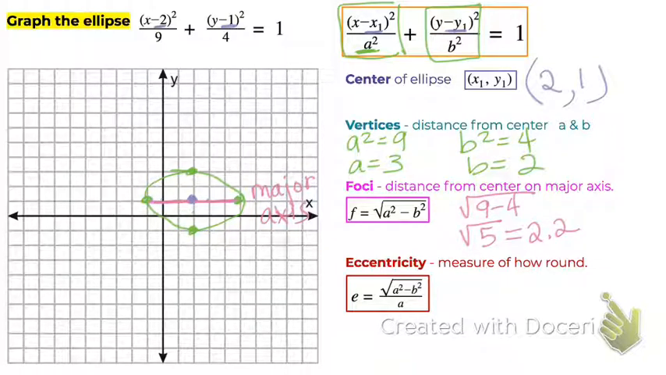Then eccentricity is the square root of 9 minus 4 divided by a. Remember, a is 3. So it's the square root of 5 over 3, which is about 0.75. So 0.75 is telling us how round it is. I forgot to plot my foci at 2.2. That is saying from the center, I'm going to go 2.2 along the major axis. So it's about right here. It's about right here. So this is a foci and this is a foci.